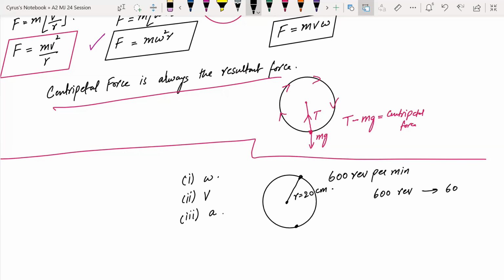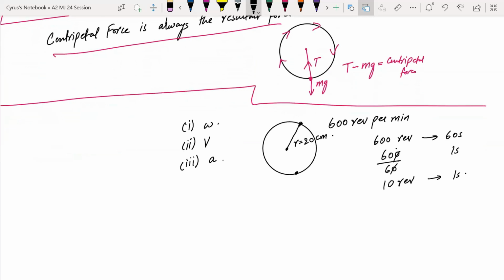If you look at 600 revolutions in 60 seconds, the number of revolutions in one second is the frequency. 600 revolutions are happening in 60 seconds. In one second you have 10 revolutions. This 10 rev is 10 hertz. I mean, 10 revolutions in 1 second is 10 hertz, isn't it?